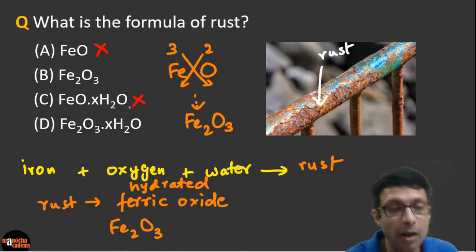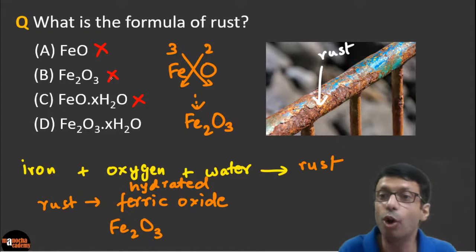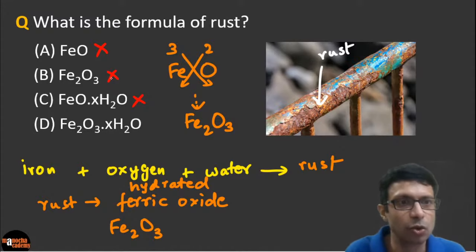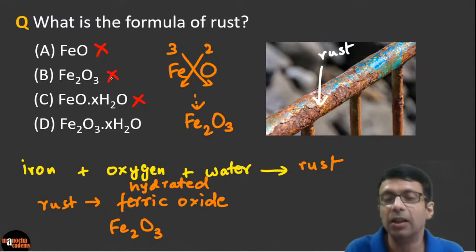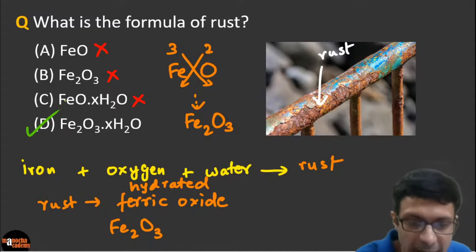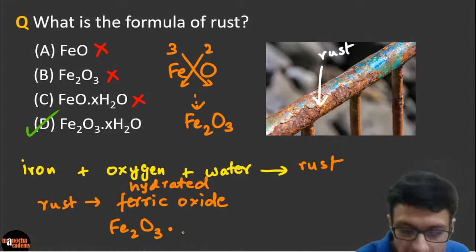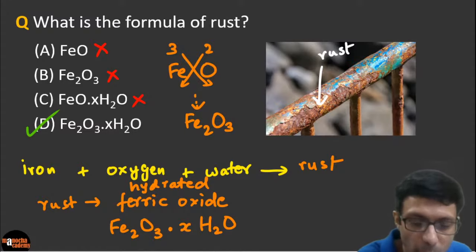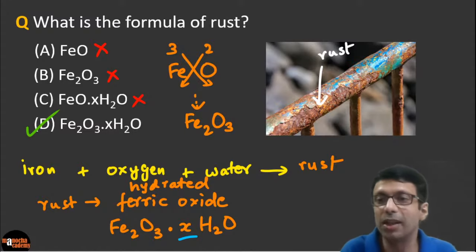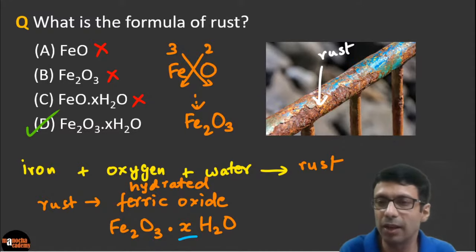So this option is wrong. This option is wrong. But even B is wrong because there is some water attached to it, right? So very good. The guys who've written D, D is the right answer because there is some water attached to this ferric oxide, and that is why we write Fe2O3 dot XH2O. And why do we have the X in there? Because the number of water molecules vary.